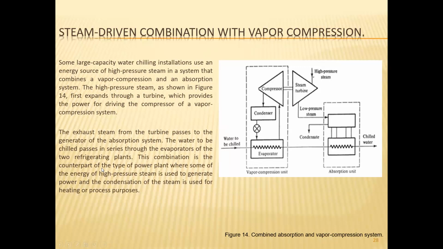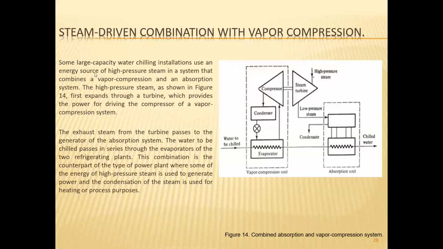Now, steam-driven combination with vapor compression. Some large capacity water chilling installations use an energy source of high pressure steam in a system that combines a vapor compressor and an absorption system. So, high pressure steam goes to the steam turbine, which drives the compressor. So, this is the vapor compression unit. The water to be chilled is chilled in the evaporator. Then the low pressure steam drives the generator of the absorption unit.